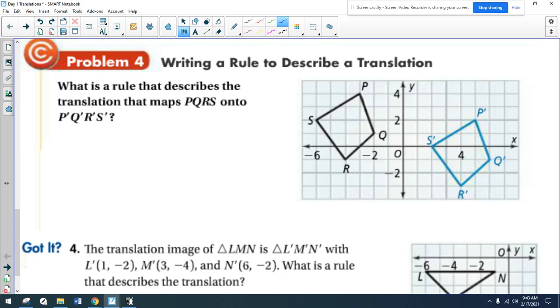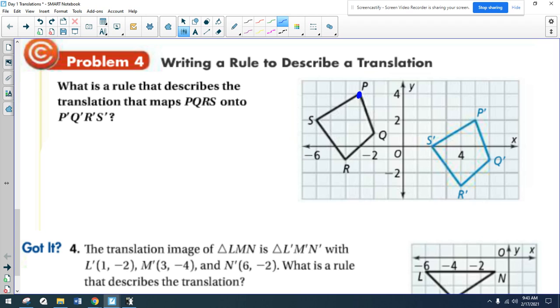So writing a rule for this, that just means they want you to go backwards. They give you the pre-image, the original one, and the way to tell if you don't have color is you look for the regular letters. So the regular letters is the original or the pre-image. The ones with the apostrophes or the prime, that's the new picture. So you 100% make sure that you start with the regular letter. So you just pick one. It doesn't matter which of those letters I pick, just as long as I pick one of them.